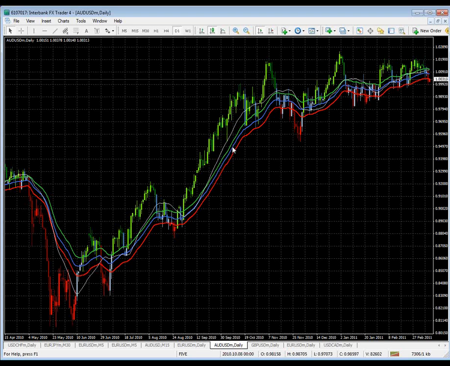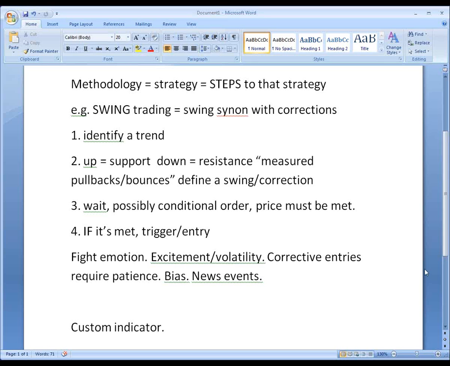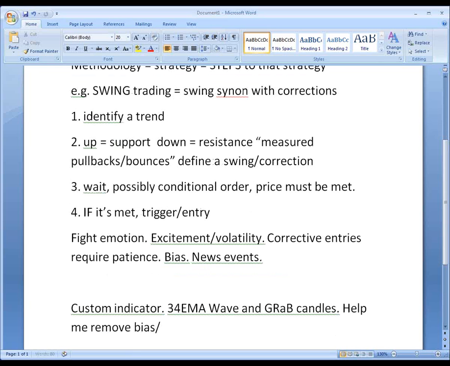Okay? It's discretionary trading, absolutely, but I'm adding what? Let's go back over to our chalkboard, if you will. You know, I wish they had like a chalkboard app. That'd be very cool, wouldn't it? Instead of using Word. But anyway, so that custom indicator, in this case, my 34 EMA wave and my grab candles do what? They help me. They don't absolutely do, but they help me remove bias, which is also the emotion, okay, from my decision making.